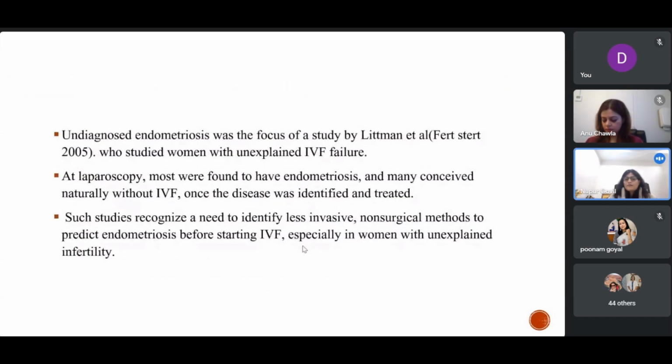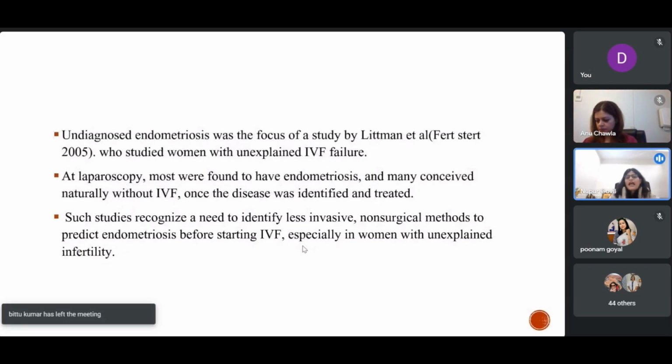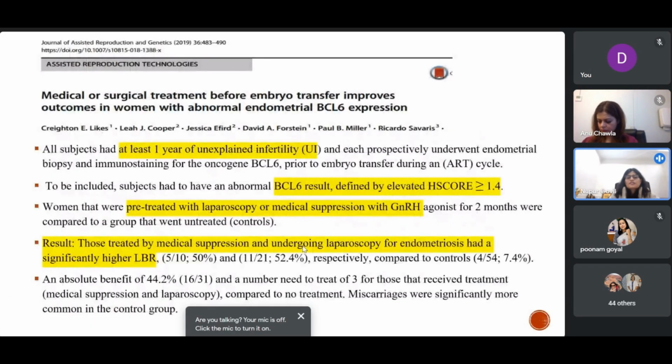So in patients where we find this BCL6 or SIRT1 positive, these patients can actually be helped with medical management. In FET cases, we can give them an agonist long protocol, a down-regulated protocol, and in infertile, subfertile patients, laparoscopy can be done, and the disease can be identified and treated. This was a study which was done in patients of unexplained infertility, and those who came positive for BCL6, when they were treated with medical suppression or laparoscopy, showed a significantly higher live birth rate.